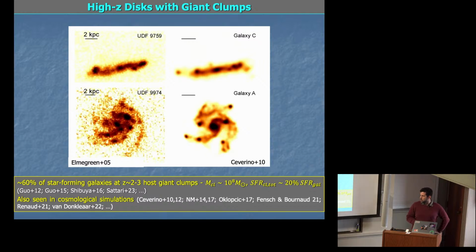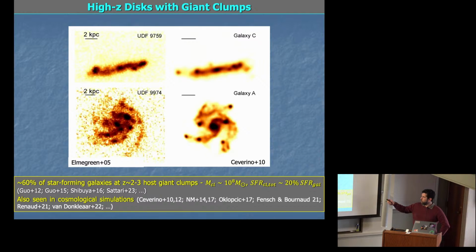Clumps have typical masses of about 10 to the 8 solar masses. The combined star formation rate in all the clumps in a given galaxy works out to be about 20 or so percent of the total star formation rate in the galaxy itself. So these are pretty important for the overall star formation history of the universe.